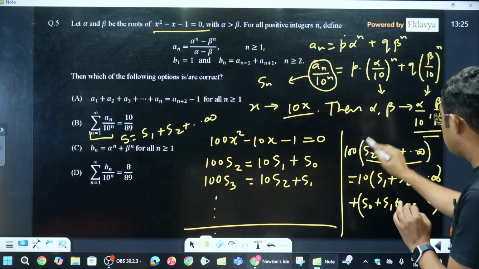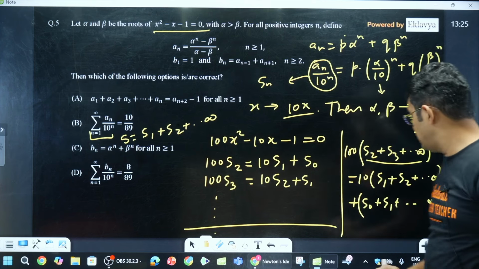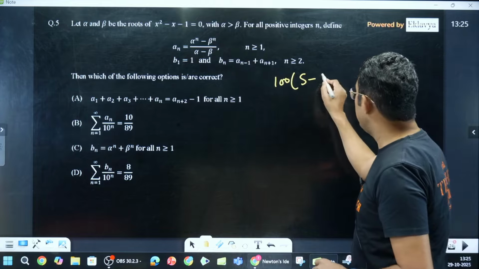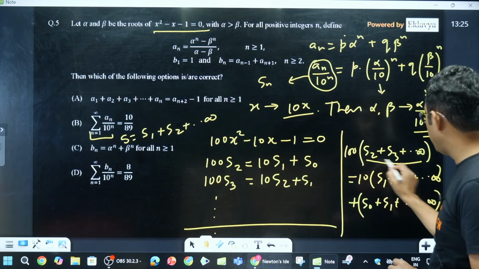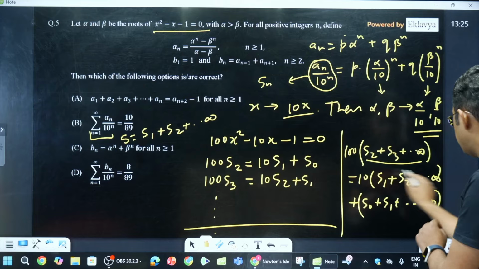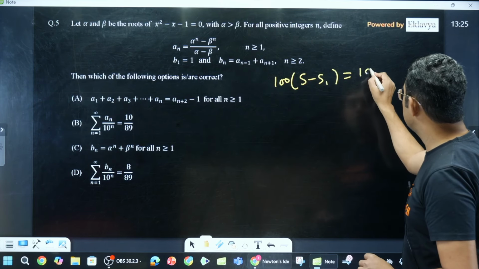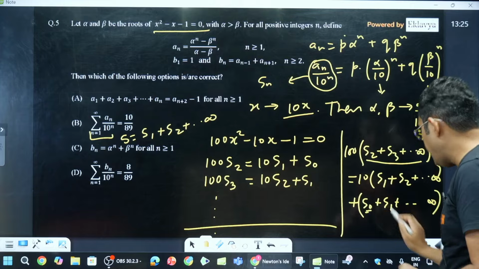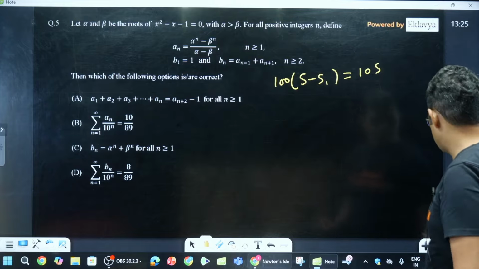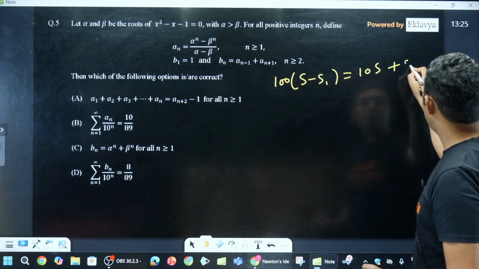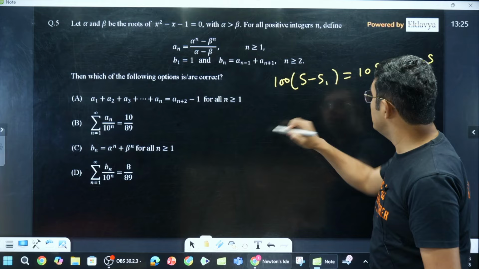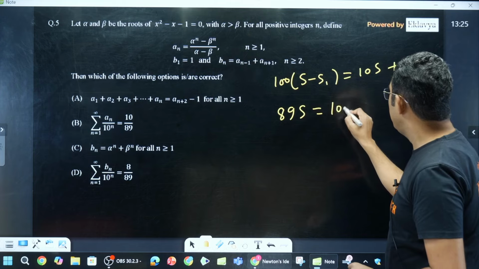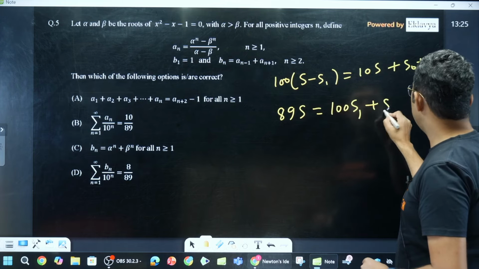This capital S, if you look at this, is one term less. So I can write this as 100 into S minus S1, whereas this one is precisely 10 times S, and this one has one extra term S0, so it will be S0 plus S. I take S on the other side, so it will be 89 into S, and that will be equal to 100 S1 plus S0.